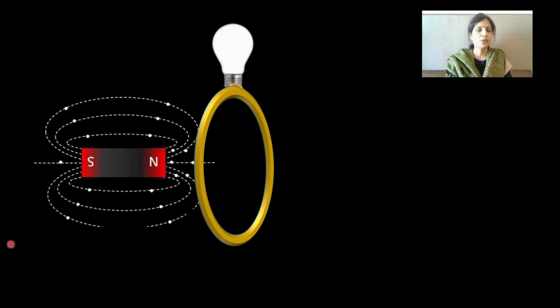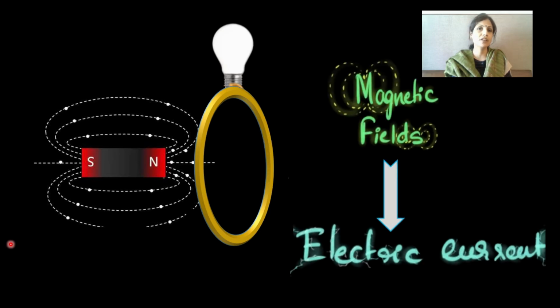This magnet is producing a magnetic field around it, but since there is no glow of the bulb, does that mean that our experiment is not working? Does that mean that a magnetic field doesn't produce electric current? So what do we do then? Let's pack up and go home.